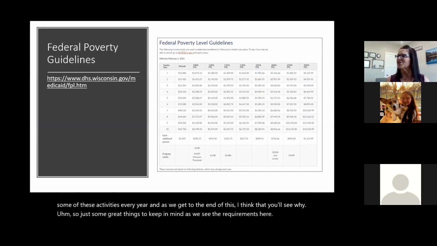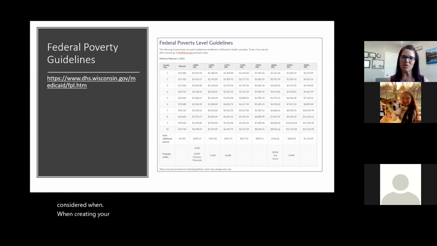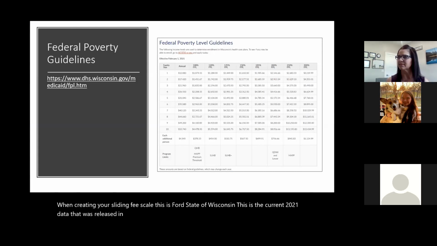So this slide shares with us the current federal poverty guidelines that should be considered when creating your sliding fee scale. This is for the state of Wisconsin. This is the current 2021 data that was released in February, and you can access it right here on this link that we shared on this slide.